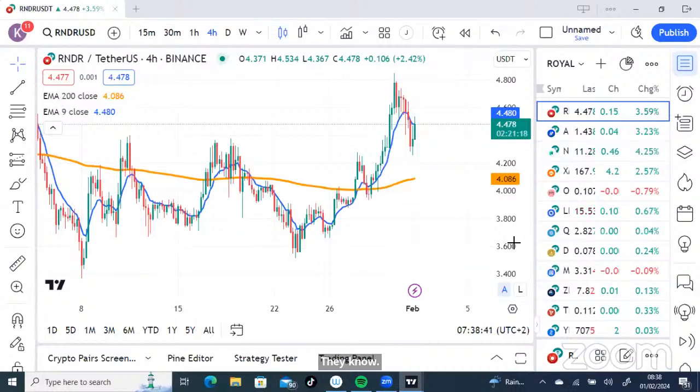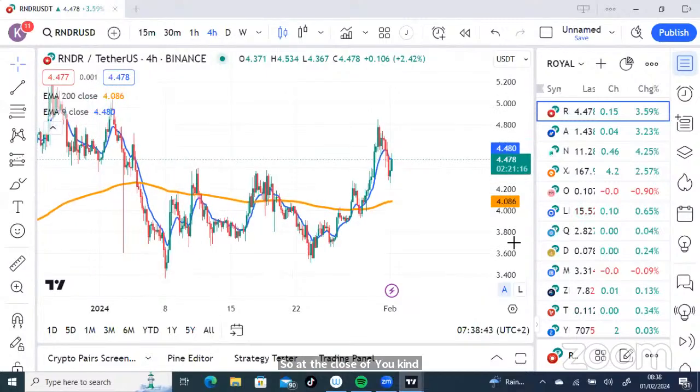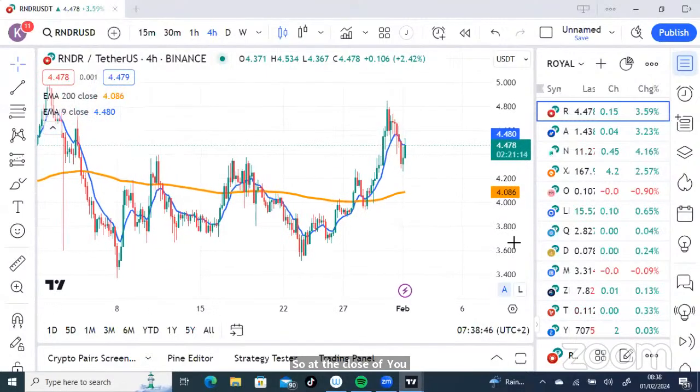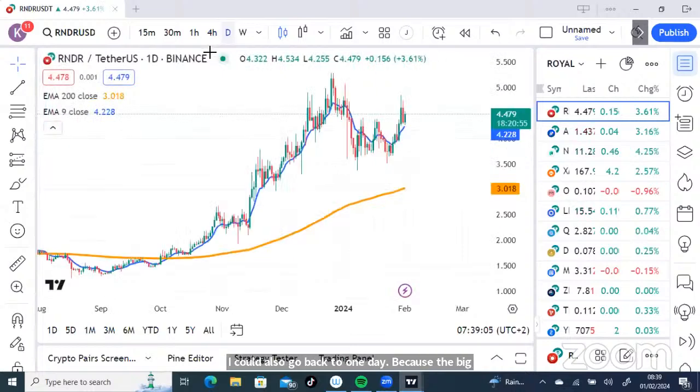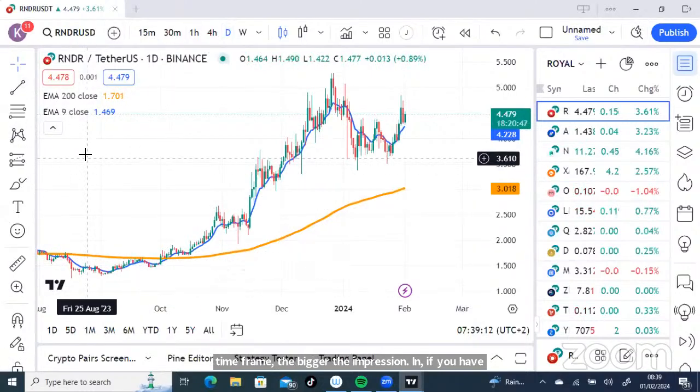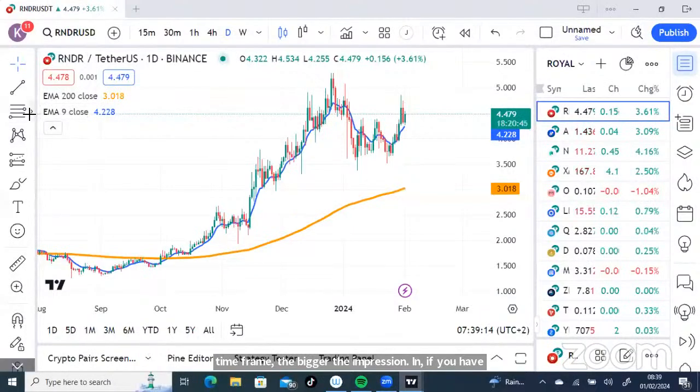So at the crossover, you can plan to make your entry, when the 20 moving average crosses the 200 moving average. I've told you, when candles close and remain above a 200 moving average, that coin is on an uptrend. I could also go back to 1 day because the bigger the time frame, the bigger the impression. Imagine if you had traded this coin from this point and up to now, you were still enjoying this same coin.